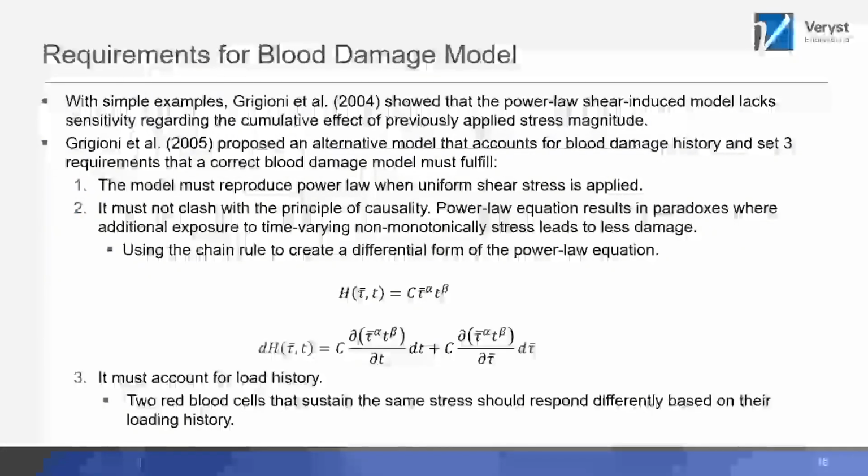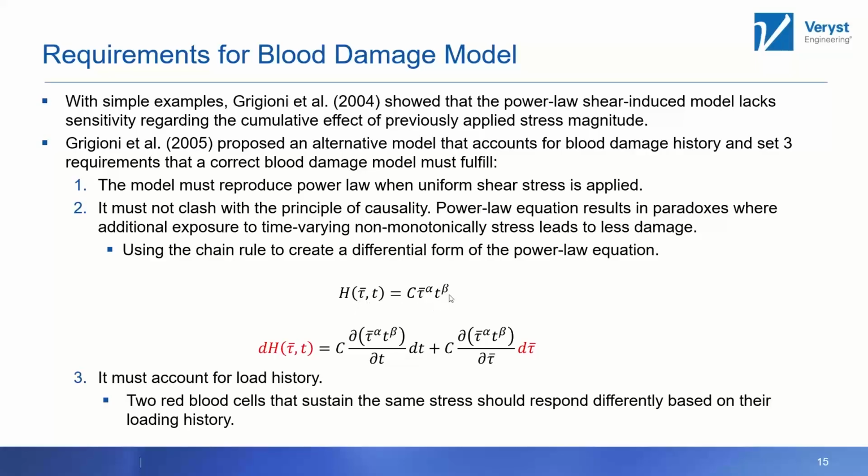So in 2005, Grigioni proposed another model that accounts for the blood damage, and he mentioned that a good model should have 3 requirements. First, the good model must reproduce the power law when uniform shear stress is applied. That makes sense. The model must not clash with the principle of causality, and I will explain what it means here.